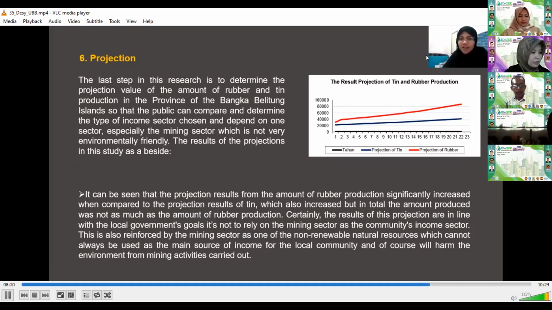It's not to rely on the mining sector as the community income sector. This is also reinforced by the fact that mining is one of the non-renewable natural resources, which cannot always be used as the main source of income for the local community, and of course will harm the environment from the mining activities carried out.